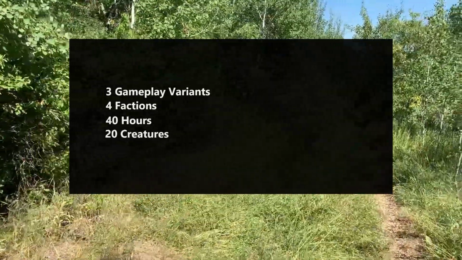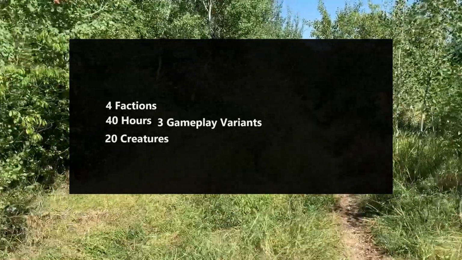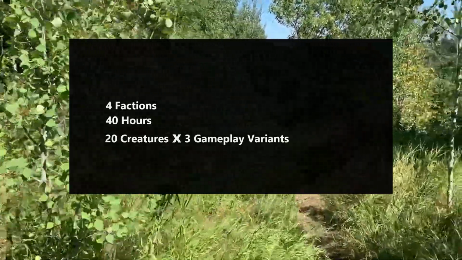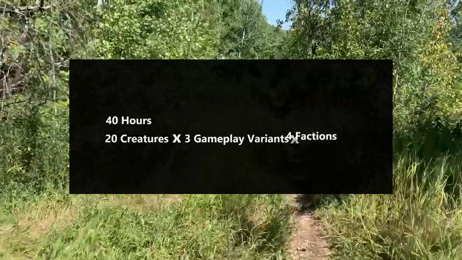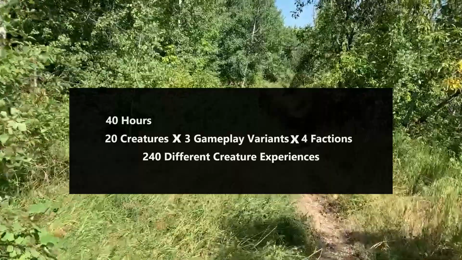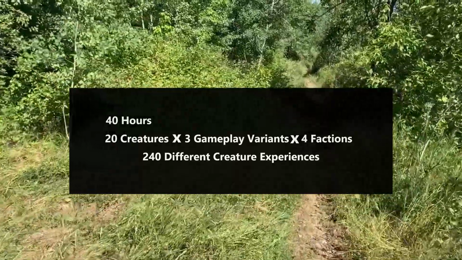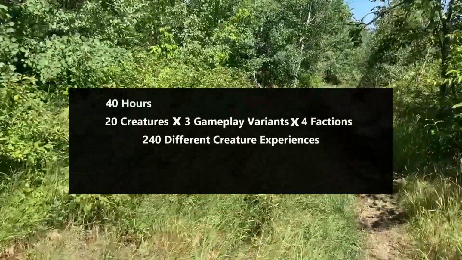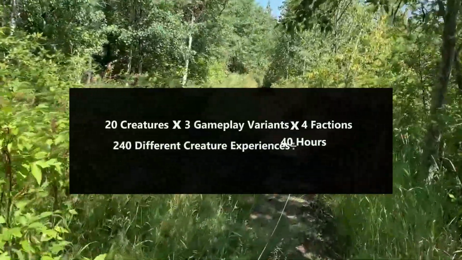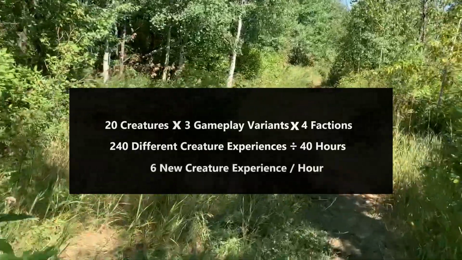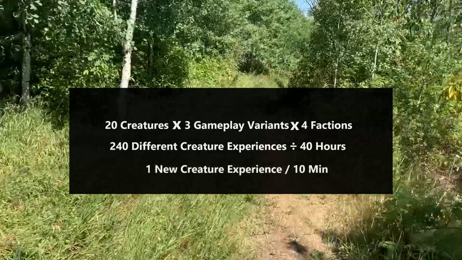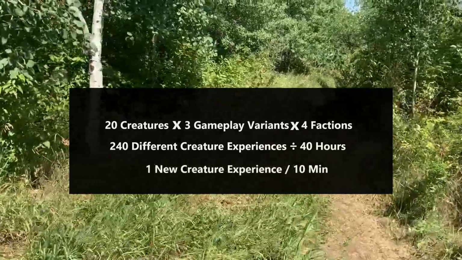So 20 creatures with 3 gameplay variants. Well, that means you have 60 different creature experiences per faction, and you were planning on 4 factions. So this is 240 different creature experiences. So that's a lot, but is it too many? Well, the other thing we know is that we're planning on making a 40-hour game. So if we divide there, we get 6 different creature variations introduced into the game every single hour, or 1 new creature experience every 10 minutes. And that does seem like a lot.